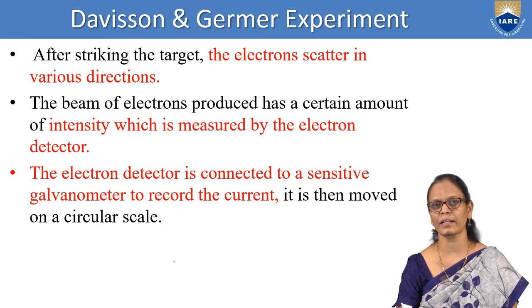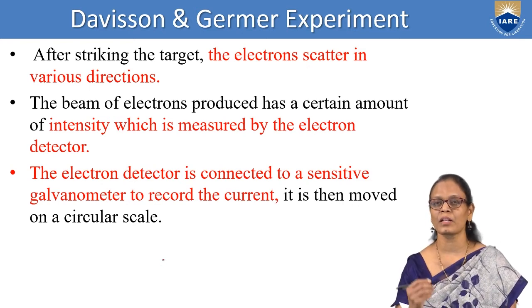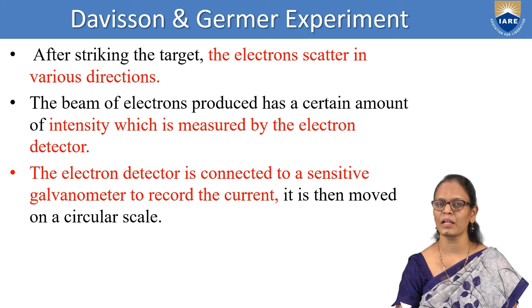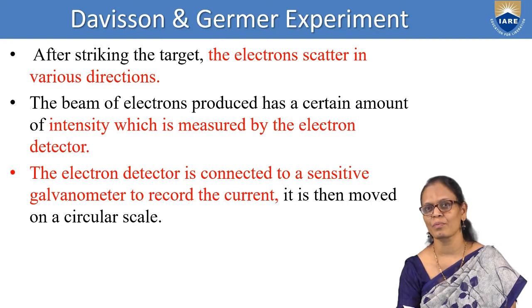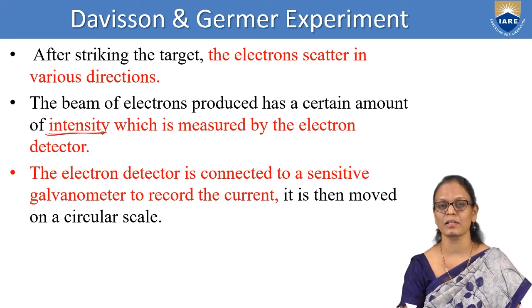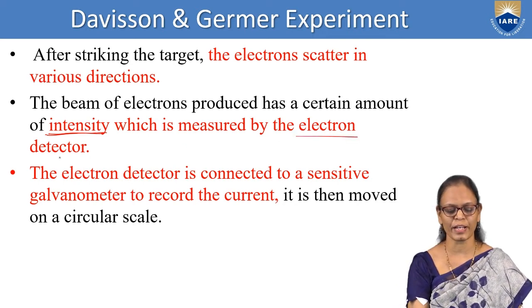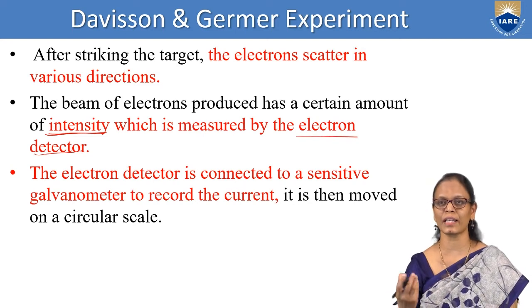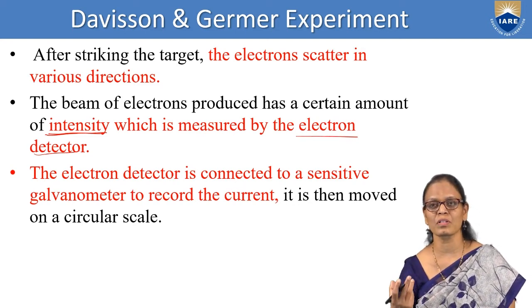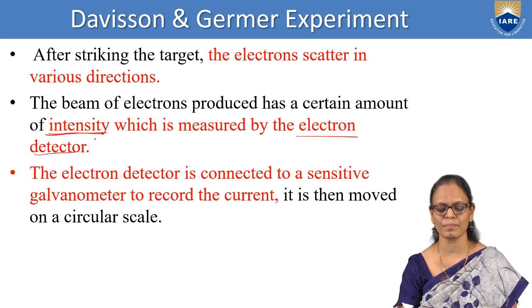Now, after striking the target, the electrons scatter in different directions. Once they hit the target, depending upon the lattice, they will be scattered in different directions, and the beam of electrons produced has a certain amount of intensity. What do we mean by intensity? The more electrons emitted in a particular direction, the more the intensity. You can measure it with the help of an electron detector, which collects the electrons. If the number of electrons in that direction is more, then the intensity is more.